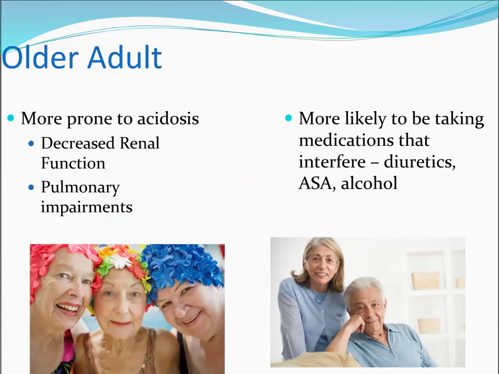Just a word to remind you that older adults, which is a large percentage of our population, are more prone to acid-base disorders in general, particularly acidosis if they have decreased renal function or if they have chronic pulmonary problems, any kind of COPD where they'd be a retainer. They're also more likely to be taking medications that interfere with acid-base balance and fluid electrolyte balance. So you want to assess, are they on diuretics? Are they taking aspirin and what dose? And how much alcohol they intake. So that would be included in your nursing history.